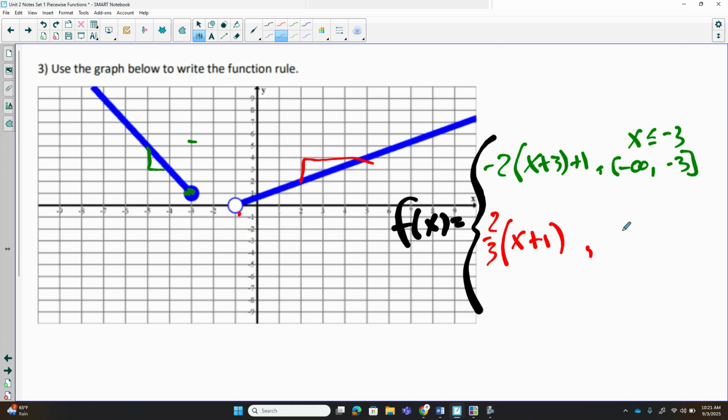How far left does it go? -1. How far to the right? Infinity. Kylie, how'd you write it? There you go. Beautiful. Good job. Nice job. All right, moving on to the second graph.